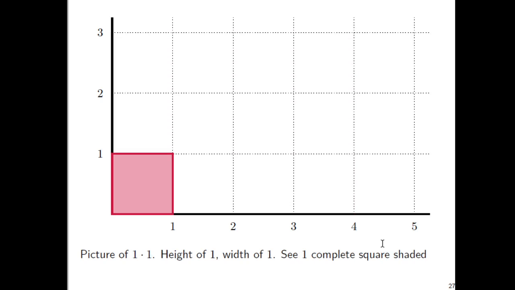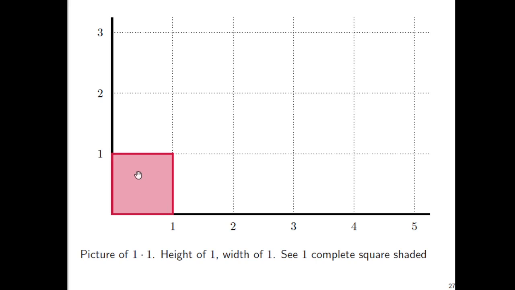Then the picture of 1 times 1 is a rectangle of height 1, and that rectangle also has a width of 1, so this special kind of rectangle is a square. And this area should be, well, how many squares are colored in this purple color? It's just 1 square, so 1 times 1 is 1.